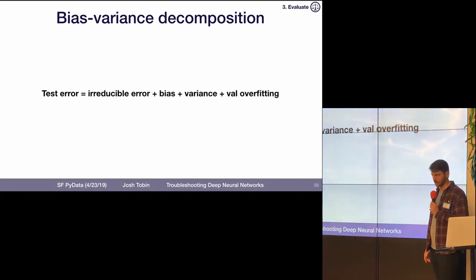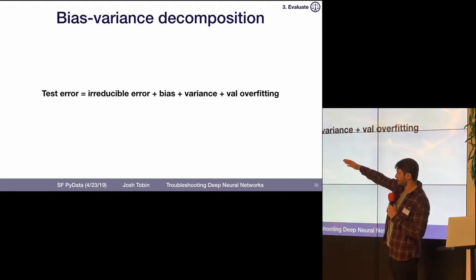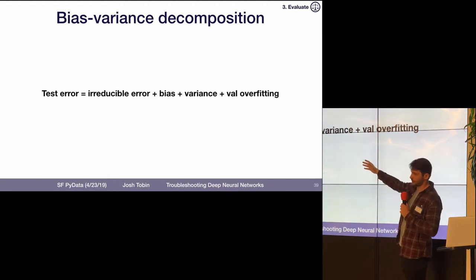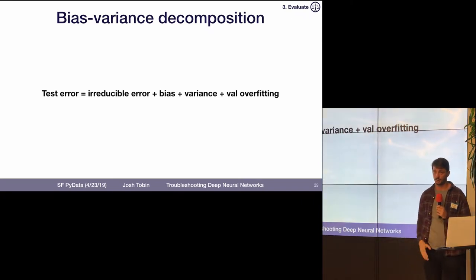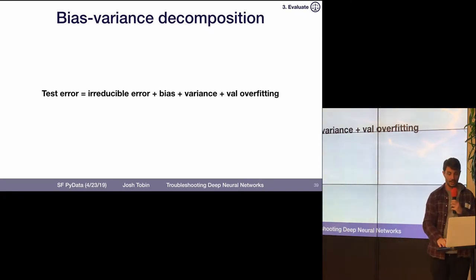The summary here is that your test error is some measure of irreducible error plus your bias plus your variance plus your validation set overfitting. So you're decomposing your error into these four component parts.